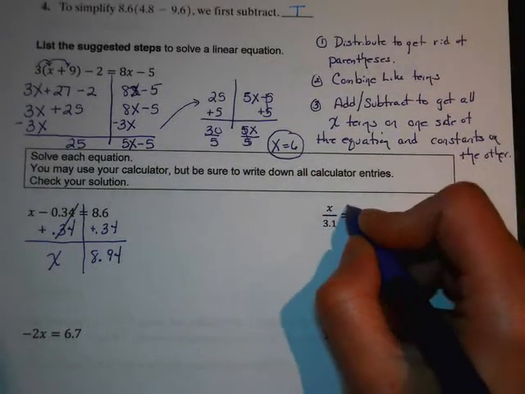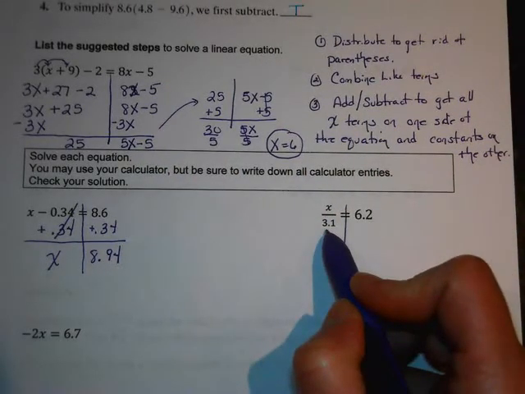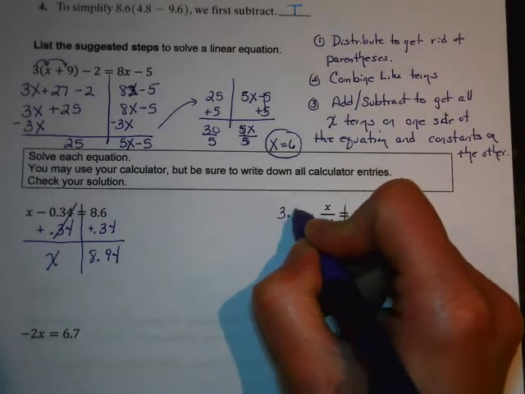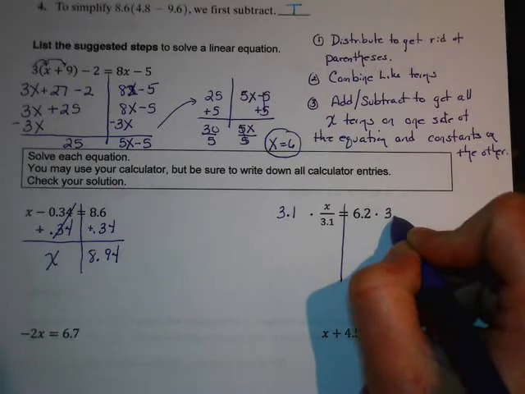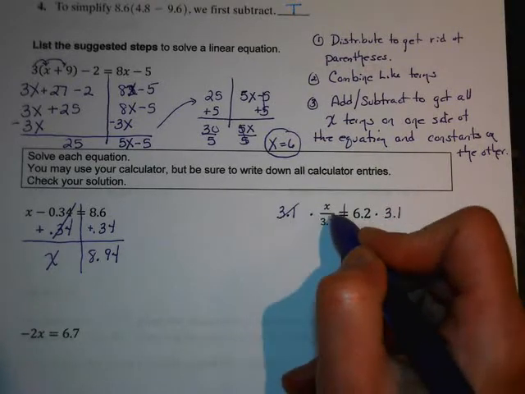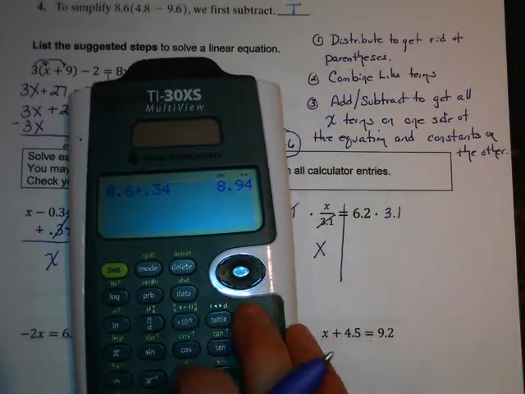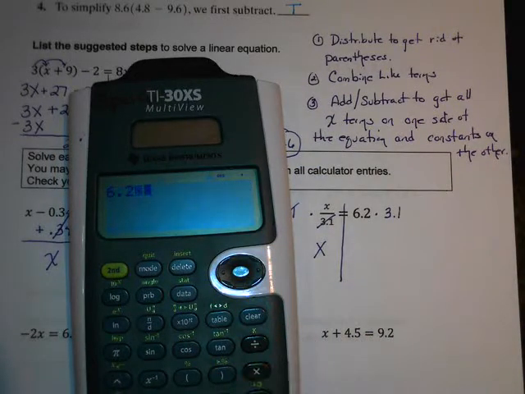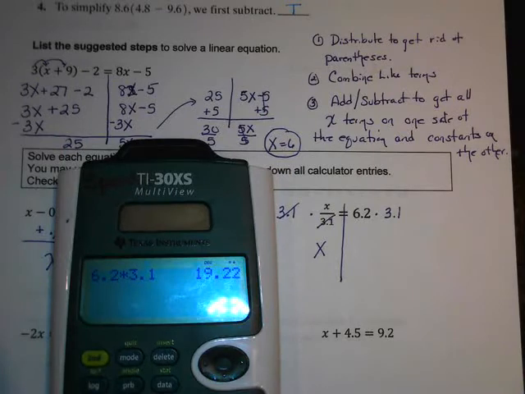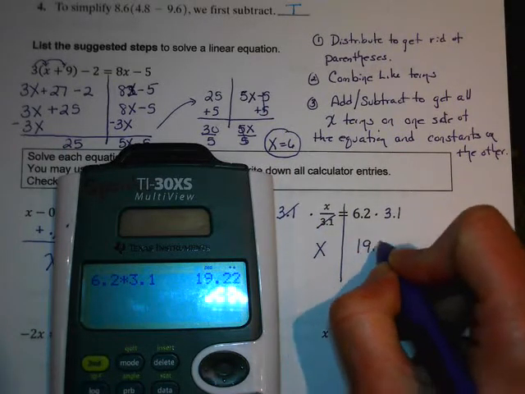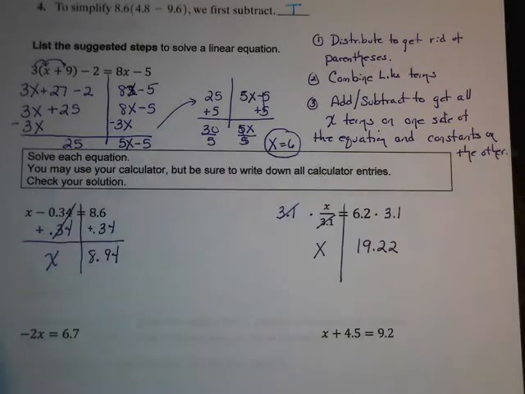Okay, so how do we undo division? To undo division, we multiply. So we're going to multiply both sides by 3 and 1/10. Those cancel, and I'm going to pull out my calculator. Isn't that nice? We can do these with our calculator. So that will give you 19 and 22 hundredths.